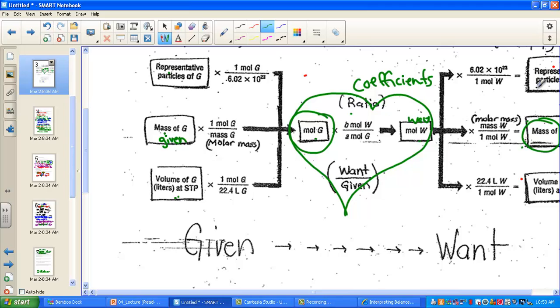Given a volume, calculate the number of particles. Given the particles, calculate a mass. Given a mass, calculate a volume. Any given quantity leads me into the heart of the problem where we set up a want over given ratio and we just follow the roadmap to get the desired unit of what we're calculating for.